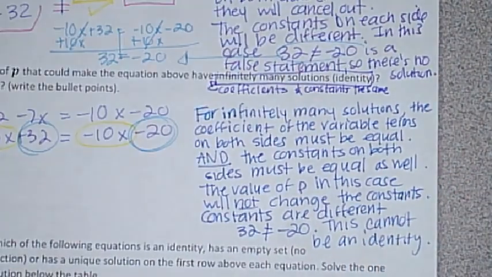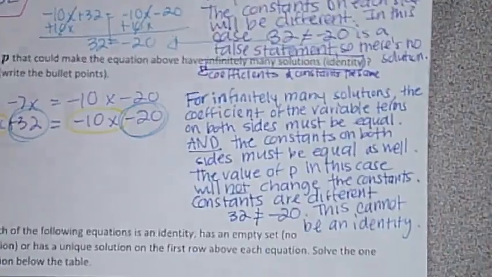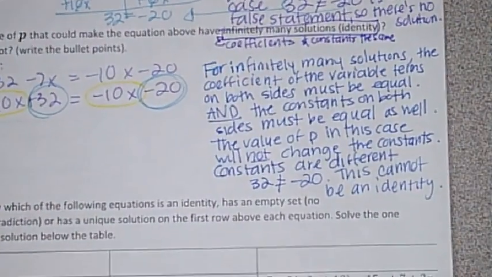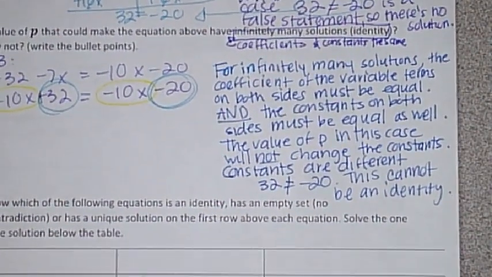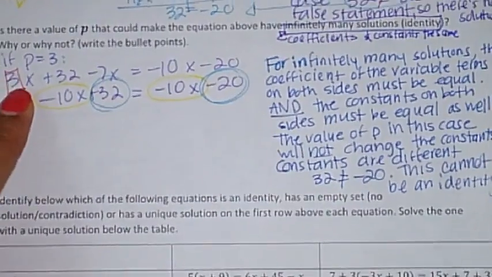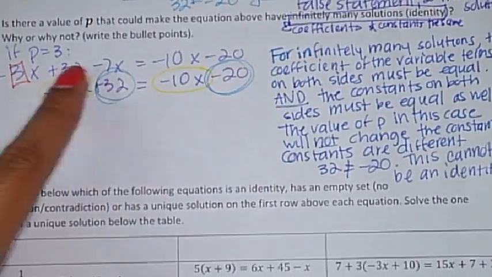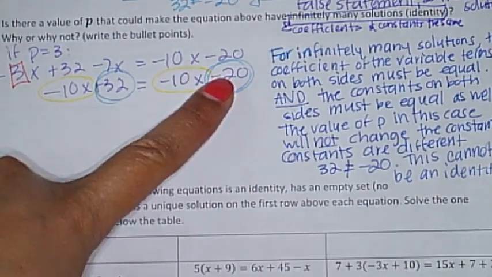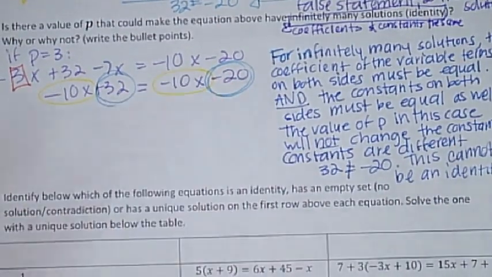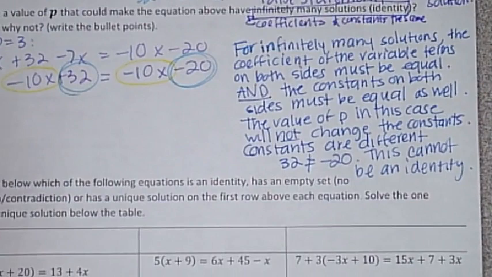Okay, so if you find in your own words that you can use the vocabulary and explain it that way, you could as well. So there's no way that by changing P right here, that coefficient right here, it will not change the constants. And since we need them both to be the same, this cannot be an identity.